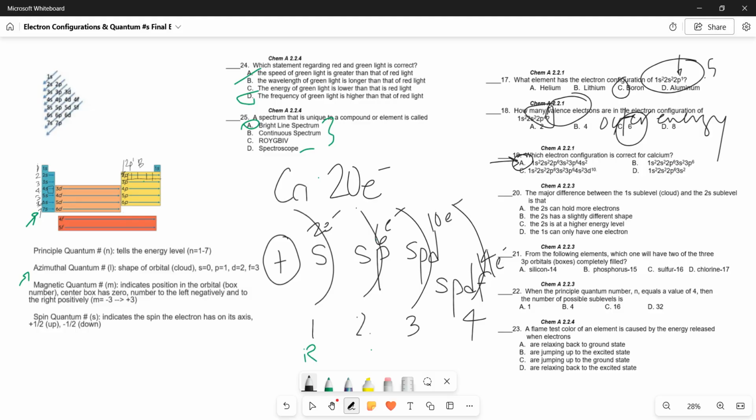That is incorrect. The S is spherical in shape. The P is dumbbell in shape. The D is donut shape. And F is fancy shape. So they have the same shape.